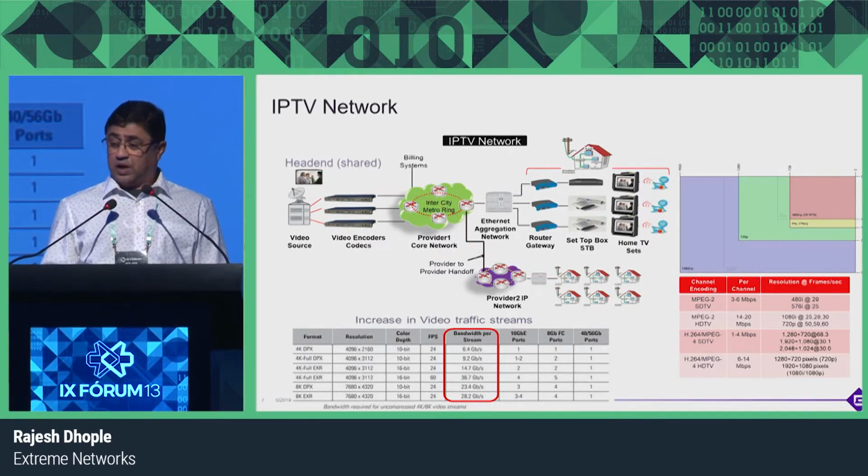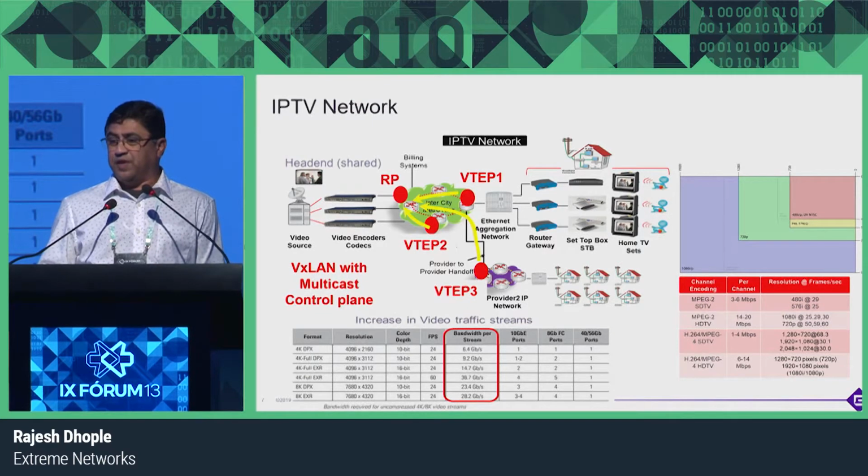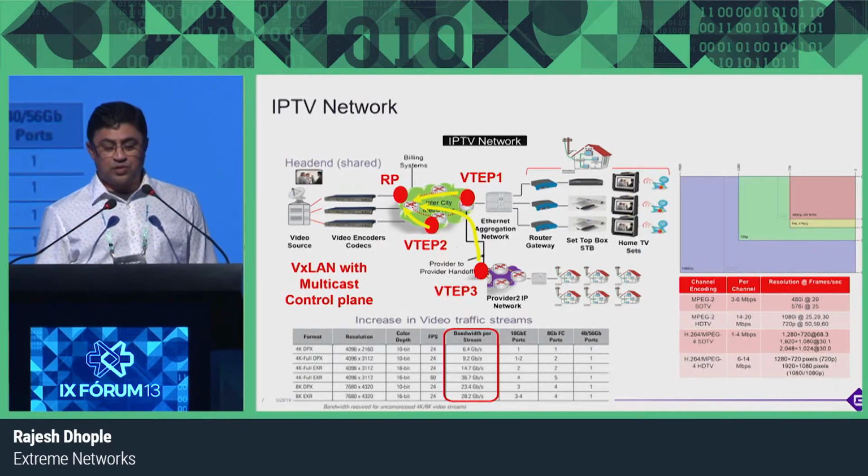Let's take a look at what happens if you put a VxLAN on it. Essentially, if you put a VxLAN overlay on it, the rendezvous point has to move closer to the head end. You'll probably need VTEPs with all the IP addresses on the far end, and all the joins have to go all the way to the rendezvous point.